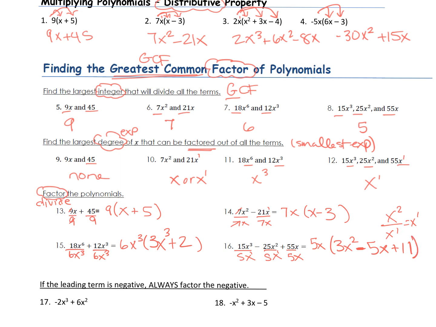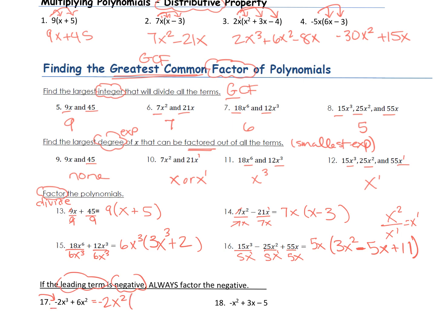So what happens if the leading term is negative? Well, if your leading term is negative, you have to factor that negative. So for example, the GCF of negative 2x cubed plus 6x squared is not 2x squared. It's going to be a negative 2x squared. Since that leading term has a negative, we're going to put that in with my GCF.